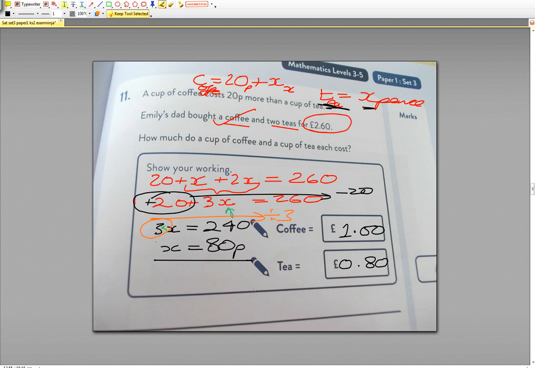Should we just check whether everything works? Because what did you buy? You bought one coffee and how many teas? 2 teas. So one coffee costs £1. How much does 2 teas cost? £1.60. What's £1 plus £1.60? £2.60. Does it work out? Yes. So our formula, is it correct? Yes. Have you done all that properly? Okay. Let's move on to the next question.